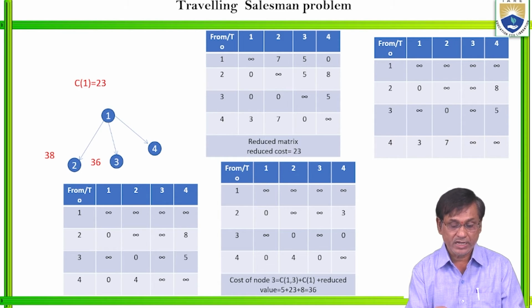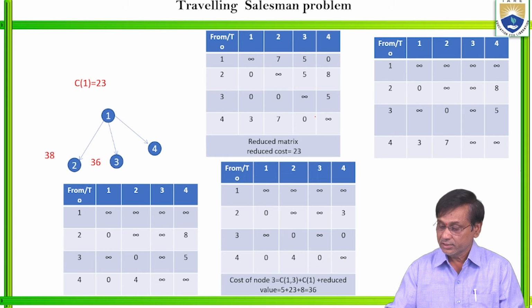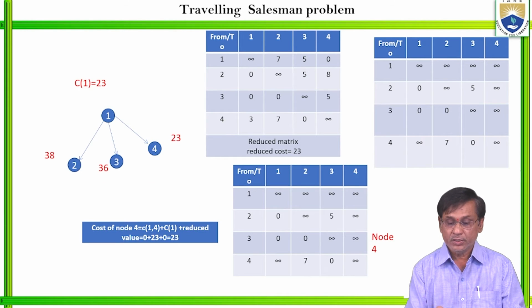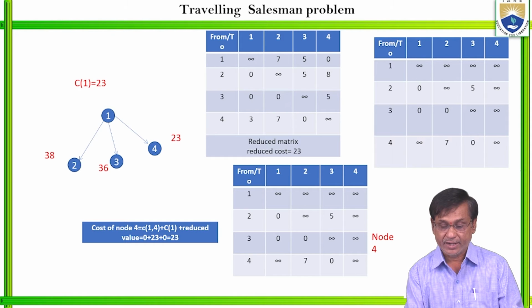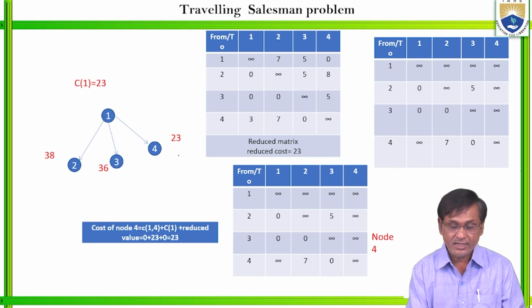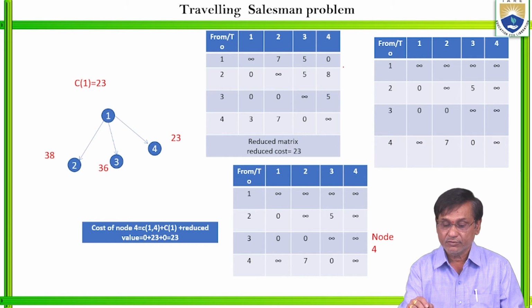Next, coming to the fourth node. So again we have to calculate the cost of the node 4. For calculating the cost of the node 4, again we have to take the reduced matrix and now take the cost of the reduced matrix. So this is the reduced matrix. Now we have to change the elements of the first row and fourth column.